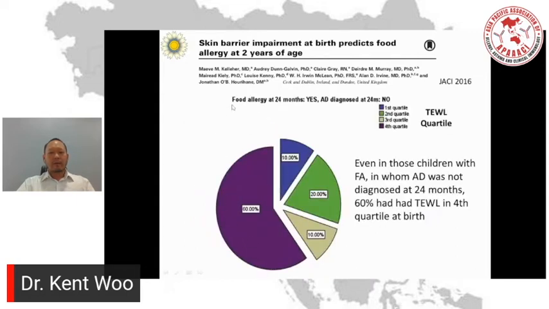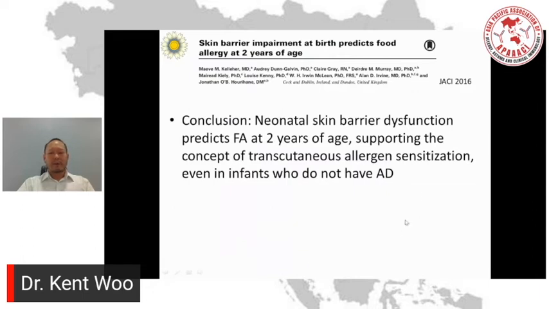Furthermore, they looked at children that had a diagnosis of food allergy at 2 years old without a diagnosis of atopic dermatitis at 2 years old. And they found that at 2 days of life, their transepidermal water loss was a prediction for the development of food allergy, even in these children without atopic dermatitis, where at the highest fourth quartile, about 60% of them had the development of food allergy. So the conclusion of this study was that neonatal skin barrier dysfunction can predict food allergy at 2 years of age, supporting the concept of transcutaneous allergen sensitization, even in infants who do not have atopic dermatitis.